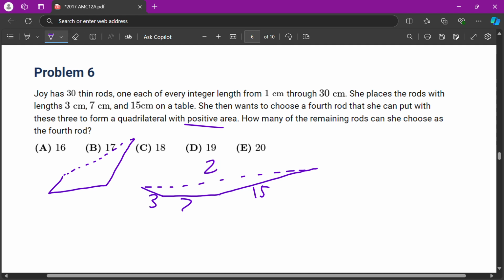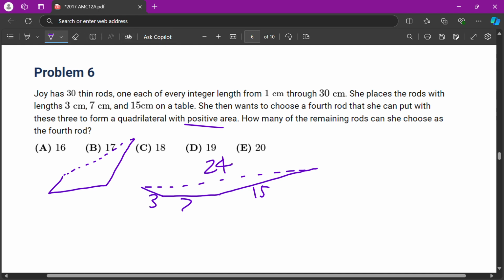Let's go 24. Now 24, you can get a really narrow quadrilateral, but it still works. Really narrow. Okay, let's try the minimum. What's the smallest rod we can use?